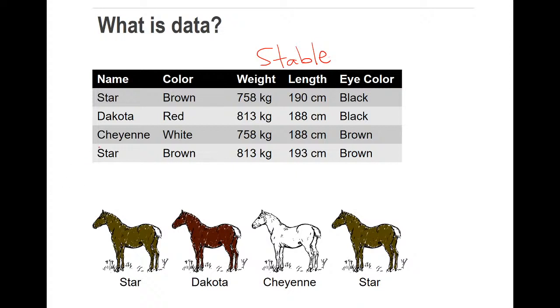Okay, I can have the same name, Star, the same color, but as long as one of these is different, I can assume that these two are different stars. They are not the same. Okay, that's what we want, right? So we want that every row, if they match on all attributes, they will be exactly the same real world object.